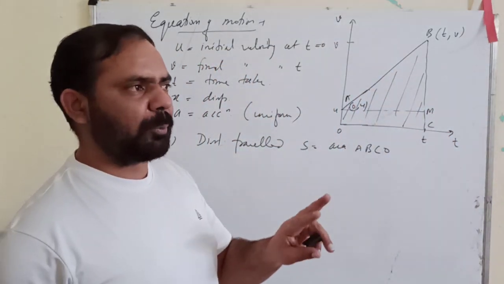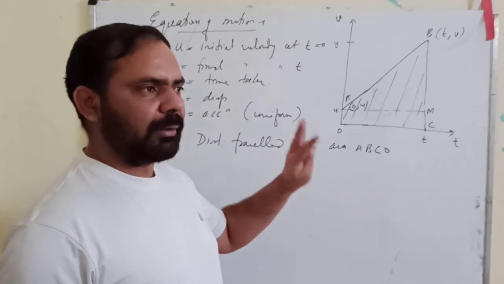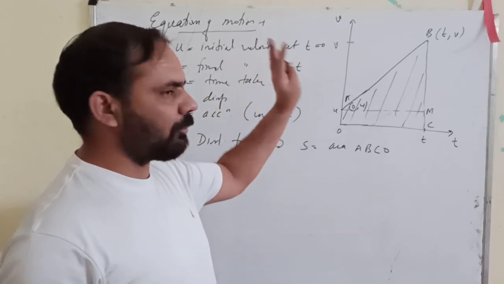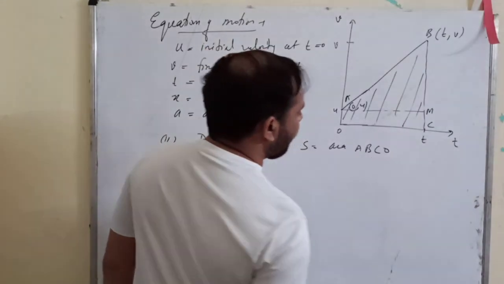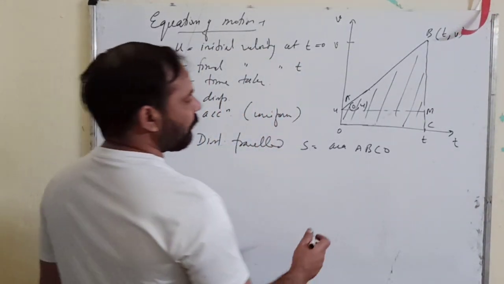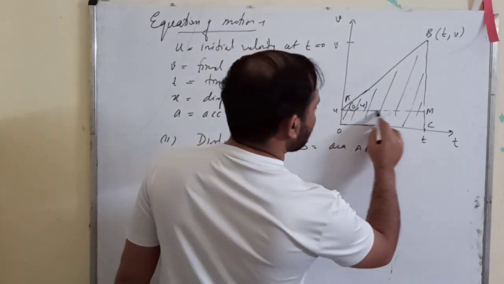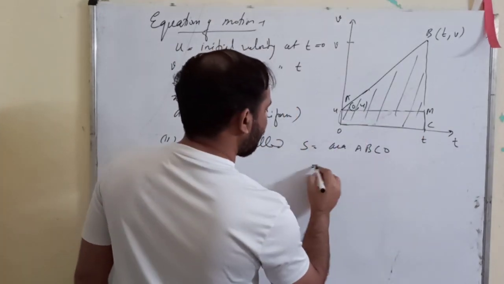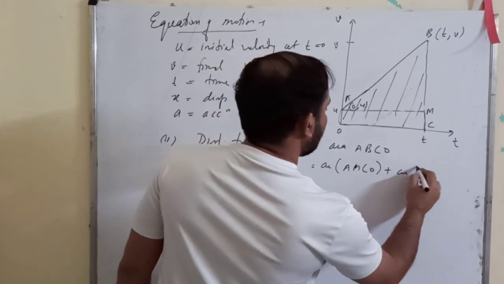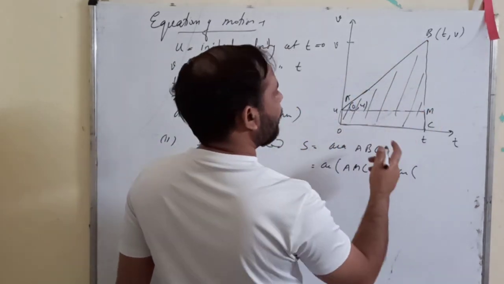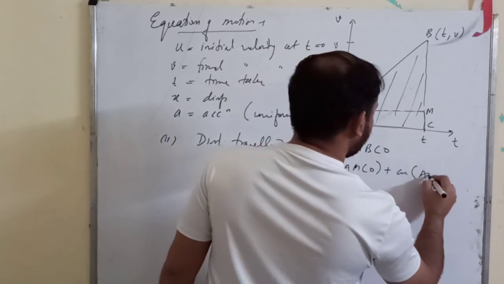I will give you a few points that you will note down, and you will have to keep them in your mind, related to the graphs. Now area ABCO is equal to the area of this part, AMCO, plus the area of this part, ABMA.